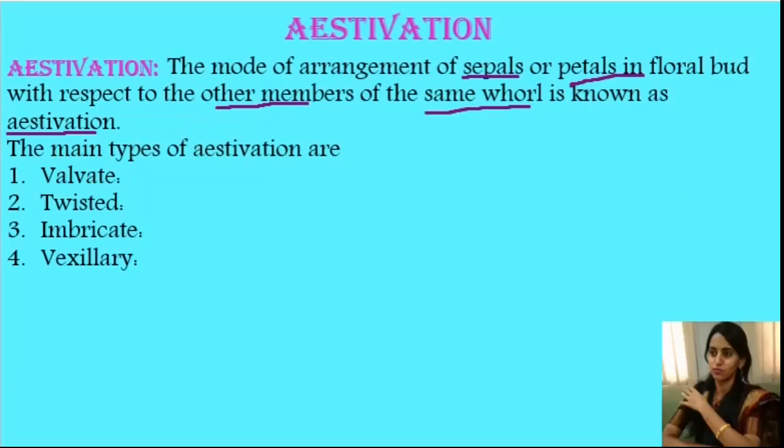Mainly there are 4 types of estivation described. The first is valvate estivation, the second is twisted estivation, the third is imbricate estivation, and the fourth is vexillary estivation. You need to remember the definition and main types of estivation. It can be asked for 3 marks also. Here 1 mark is for the definition of estivation, and if you mention the types of estivation, that carries 2 marks. Each type will be allotted half a mark.